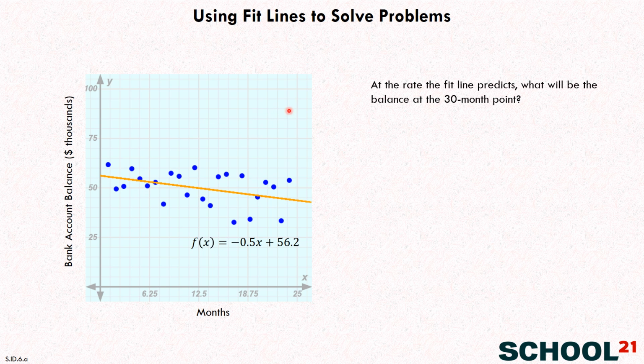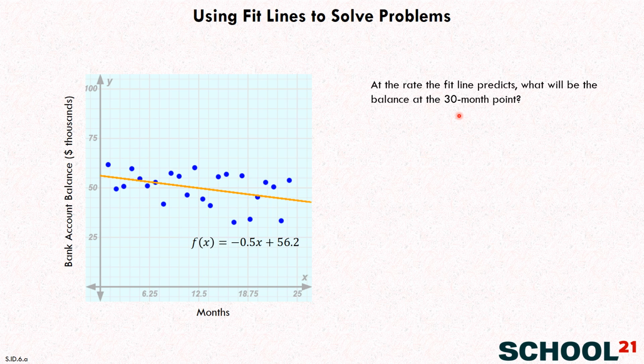So the first question is, at the rate the fit line predicts, what will be the balance at the 30-month point? Okay, so we've gotten over to 25 months, and it looks like it's going down. So the fit line would predict that at 30 months it would be somewhere around right here, right? Yeah.